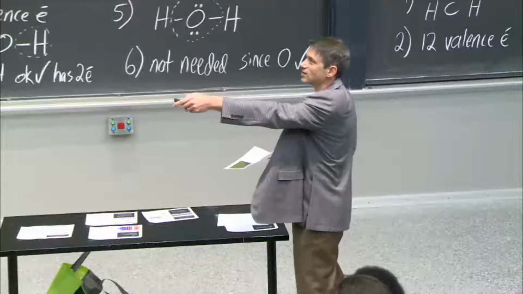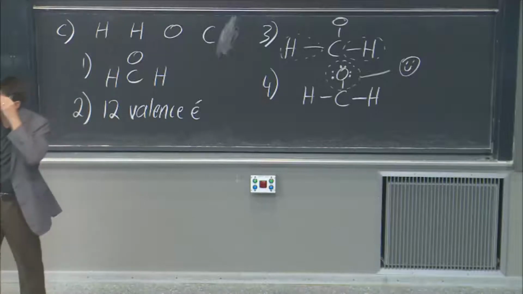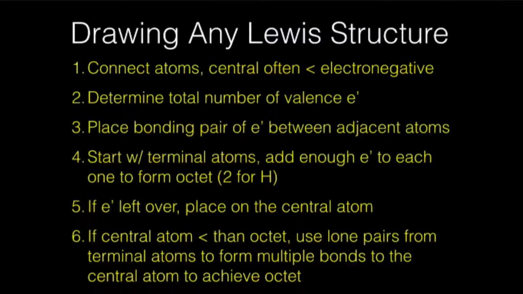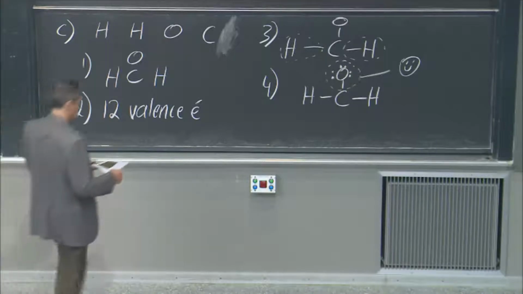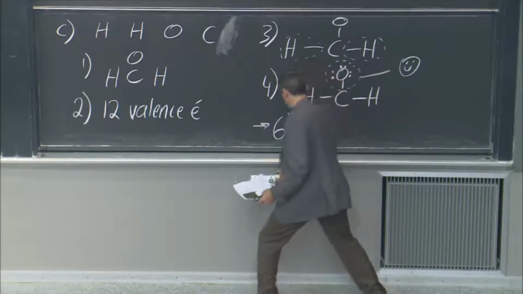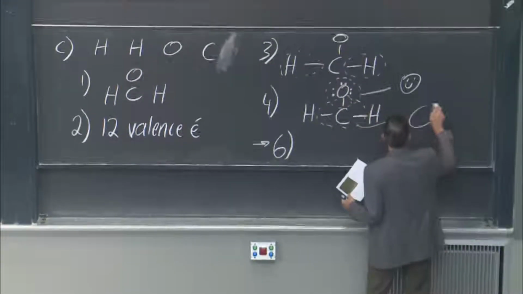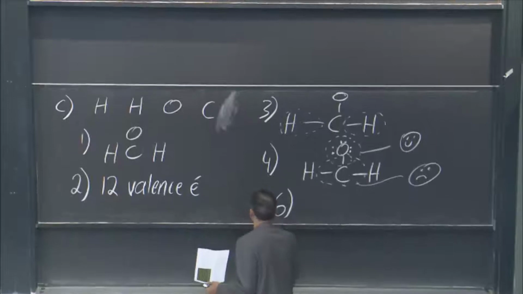But look, if electrons are left over, are there any electrons left over? No. So I can't place electrons in the central atom, yet now we invoke number 6. If central atom is less than an octet, then use lone pairs from terminal atoms to form multiple bonds to the central atom. Oh, yeah. Now we're there. So now we jump to step 6, because look, if I add all these up and I go to carbon, it's not happy. But let's make it happy, because that's what Lewis lets us do.